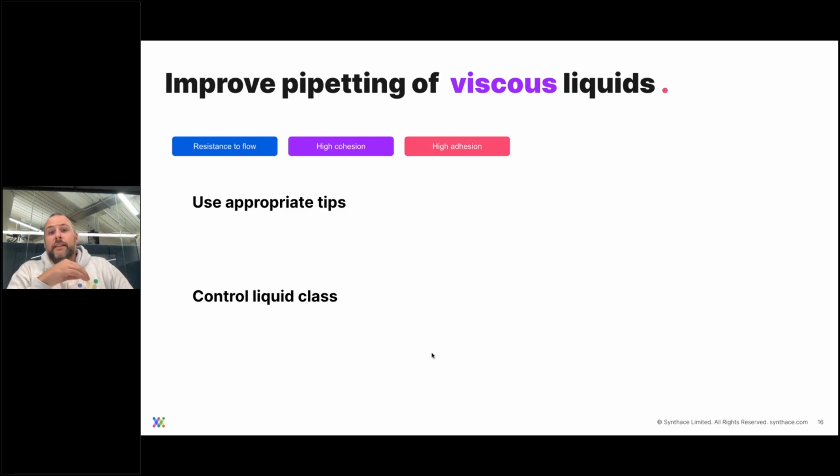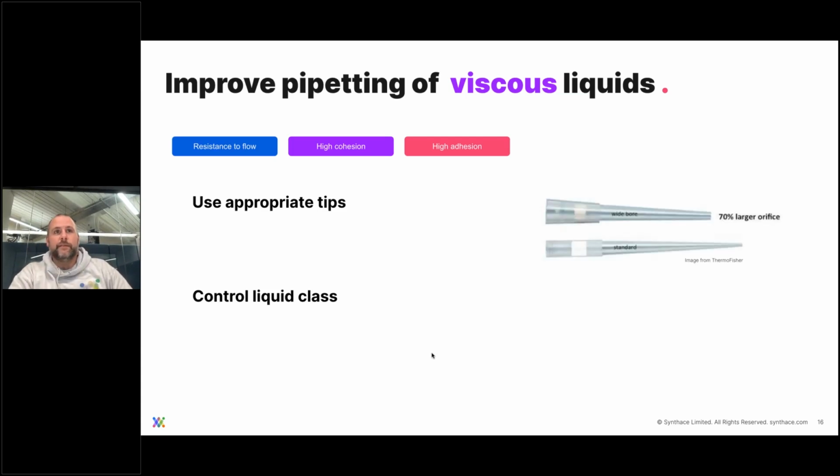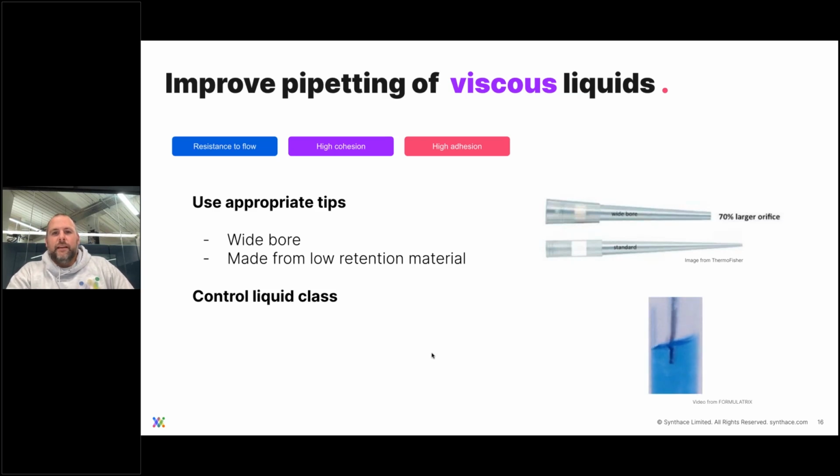You can also make different selections of tips for an automated protocol, as well as vary the set points for a liquid class for the automated device. You can choose wide bore tips to reduce the resistance to flow based on the tip. You can change the material of the tip to counteract the adhesion of the liquid to the tip surface. Just in general, a liquid class defines the set points of parameters used to control aspiration, dispensing, and mixing during pipetting actions on an automated liquid handler.